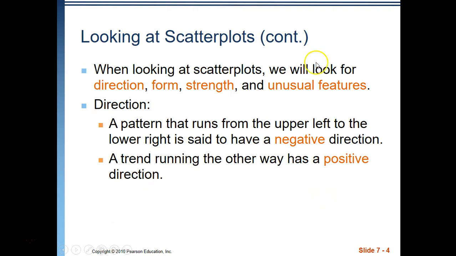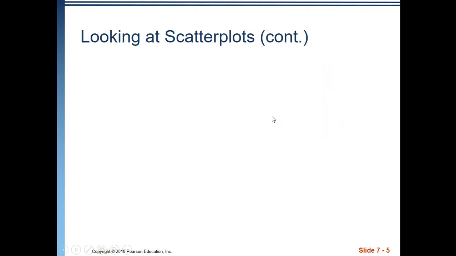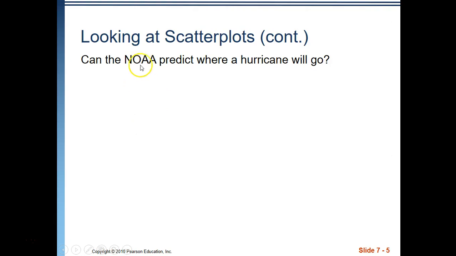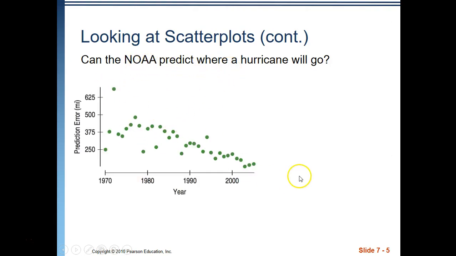You learned about this stuff basically in Algebra 1 when you were talking about slopes, right? So looking at a scatter plot, can the NOAA predict where a hurricane will go? So here's the data, right? And when we were looking at the data before, it seems like the trend is going down, right? But I do have what appears to be an outlier out here, all right? And for the most part, they do appear to be going down. Some of these are also kind of random.